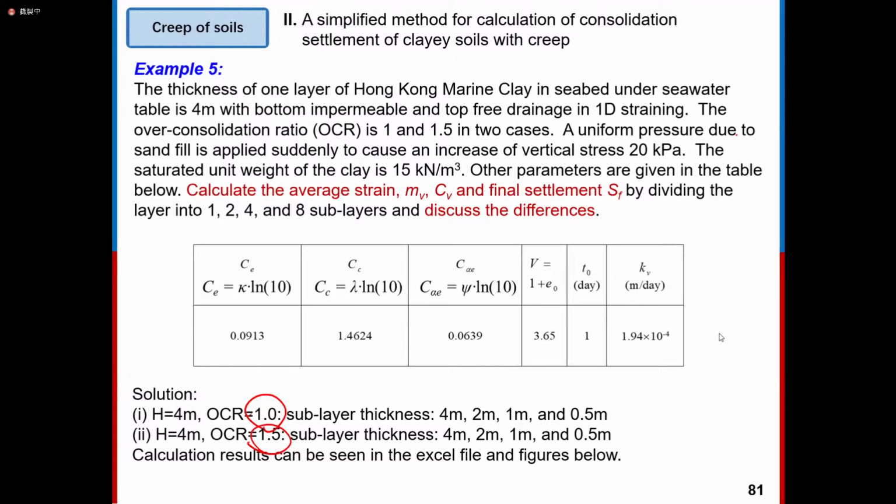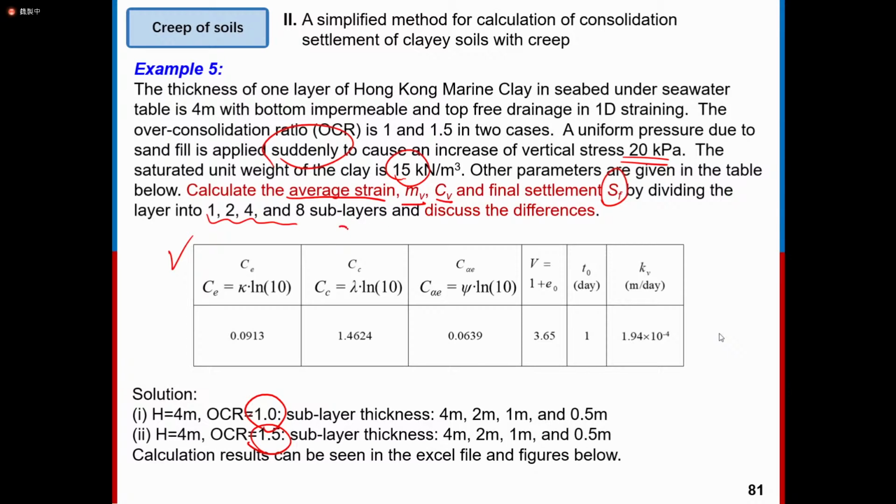Here, uniform pressure due to sand fill is applied suddenly. We assume it applies suddenly, so we don't have to do the correction for the construction period. And the stress level is 20 kPa. The saturated unit weight of the clay is 15. Other parameters are given in this table, and we calculate the average strain, MV, CV, and final settlement SF, by dividing the layer into different layer numbers and discussing the difference.